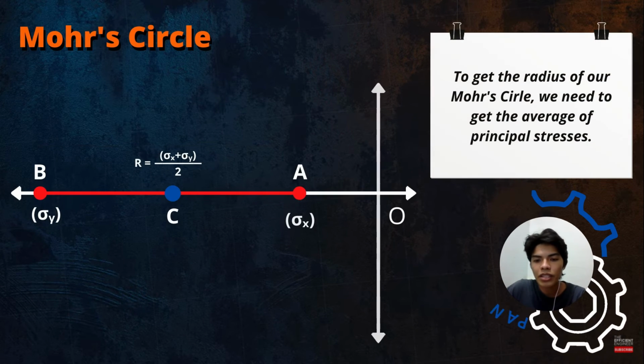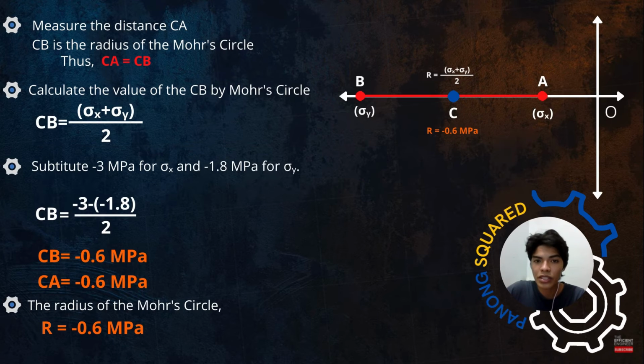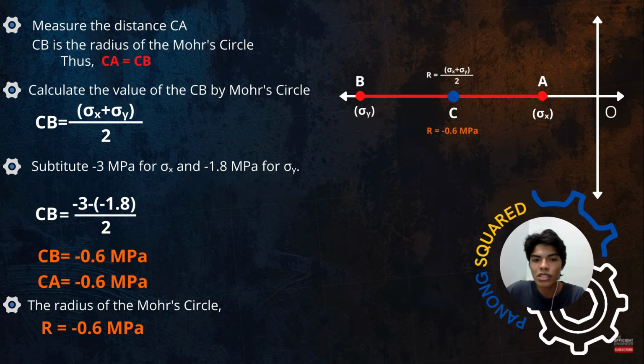B. To get the radius of our Mohr's circle, we need to get the average of our principal stresses. To calculate the distance of CA, CB is the radius of the Mohr's circle. The CA is equal to CB. To calculate the value of CB by Mohr's circle, we can use this formula, which is equal to normal stress in x plus normal stress in y over 2. We need to substitute negative 3 MPa for our normal stress in x and negative 1.8 MPa for our normal stress in y, which is equal to negative 0.6 MPa. Therefore, the radius of our Mohr's circle is equal to negative 0.6 MPa.